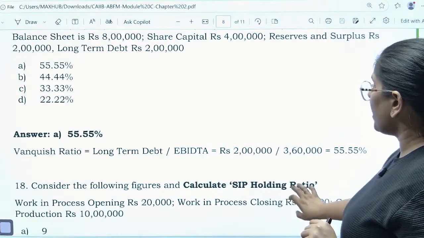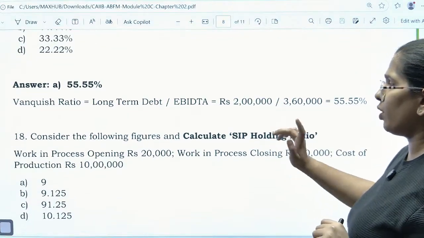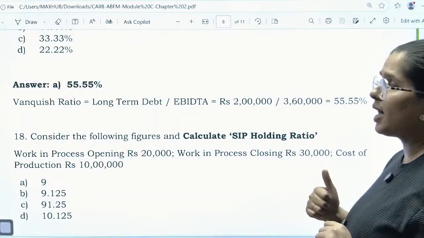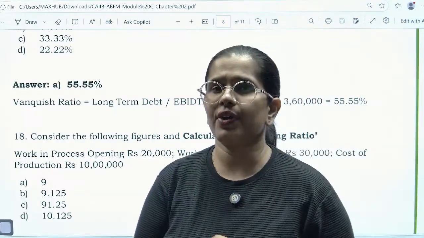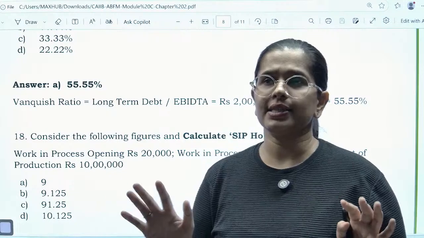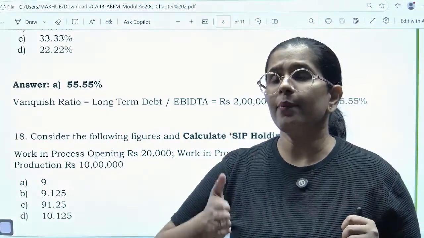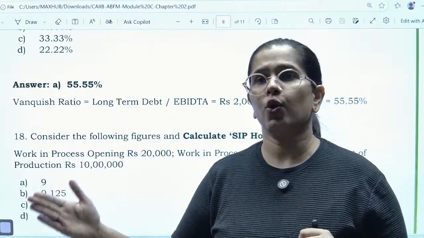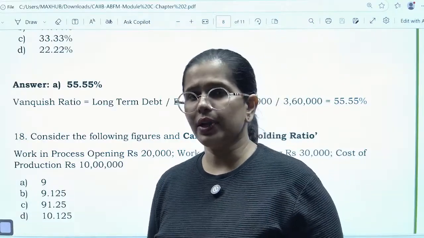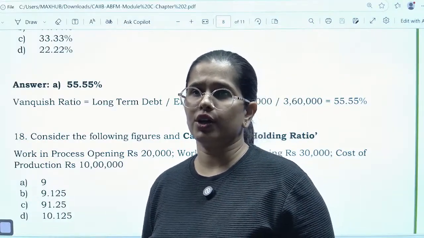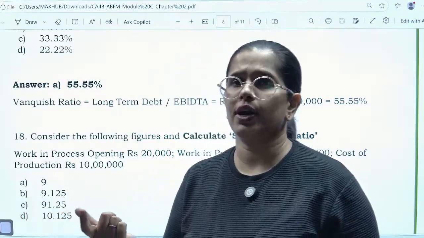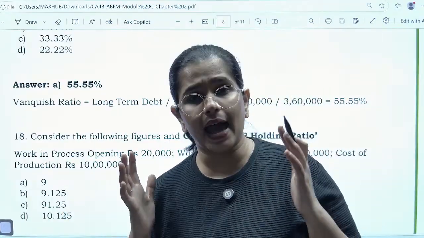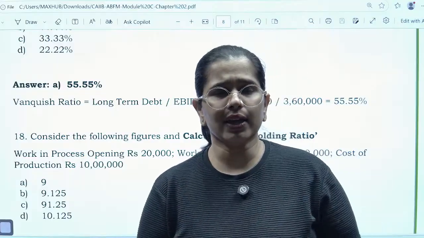Now next we have the SIP holding ratio. Work in progress opening has been given, closing has been given, cost of production has been given. Now it's a very simple kind of ratio, SIP holding, stock in progress holding ratio. What is this? Very simple, it's just like inventory turnover ratio. You have to use the cost of production divided by your work in progress on average.